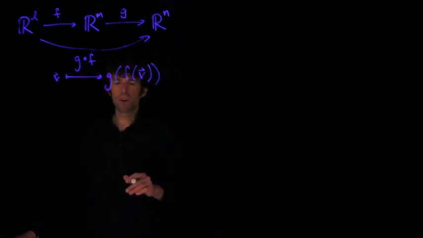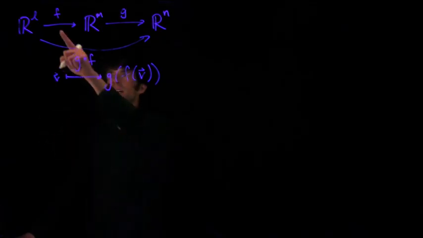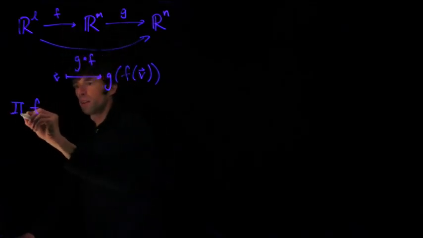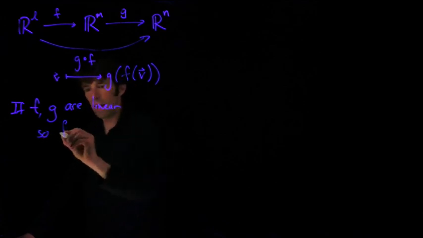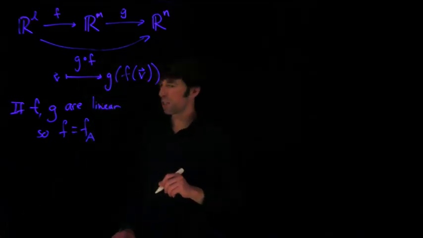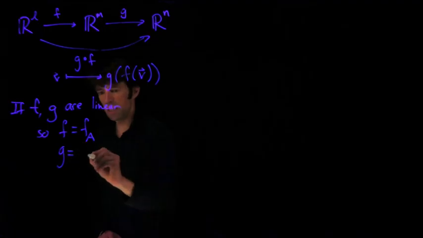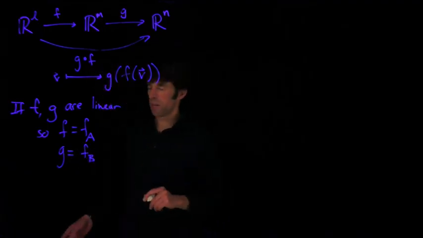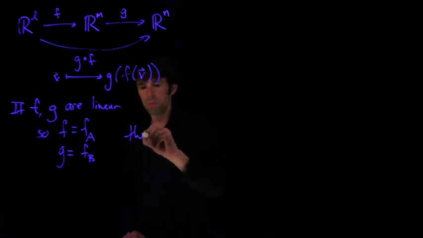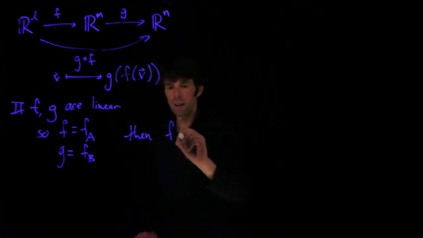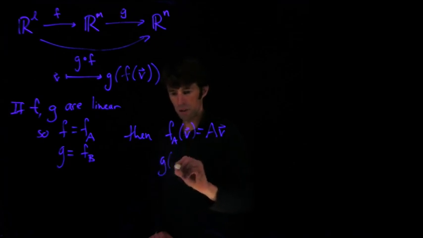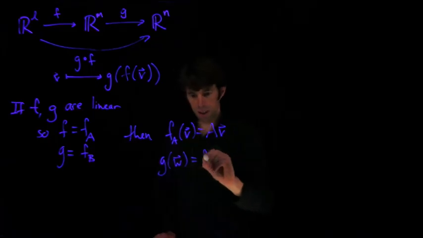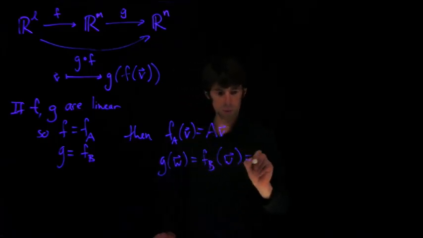Right. So this, so far, is something we can talk about for any two functions. But now, if these two functions are linear, so if f and g are linear, so f is equal to the transformation associated with some matrix A, and g is the transformation associated with some matrix B, then we know that f sub A of v is just multiplication by this matrix A, and we know that g of some vector w, which is f sub B of w, is multiplication by B.